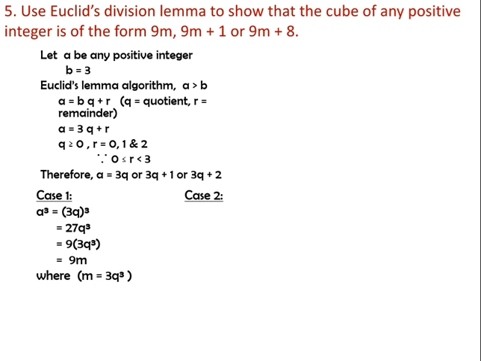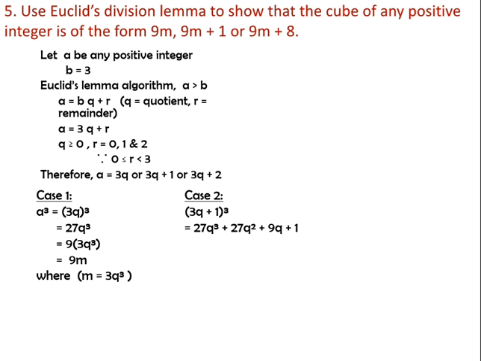Then case 2, 3q plus 1 the whole cube. Okay, the a plus b the whole cube formula: a cube plus 3a square b plus 3ab square plus b cube. We will use this formula. So a is 3q and b equals 1. First a cube, 3q the whole cube, that is 27q cube, plus 3a square b, 3 into a square, 3q the whole square, that is 9q square, so 27q square, plus 3ab square, 3 into 3q into 1 square, that is 9q, plus b cube, 1 cube equals 1.